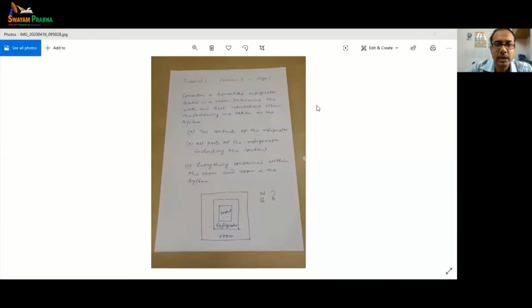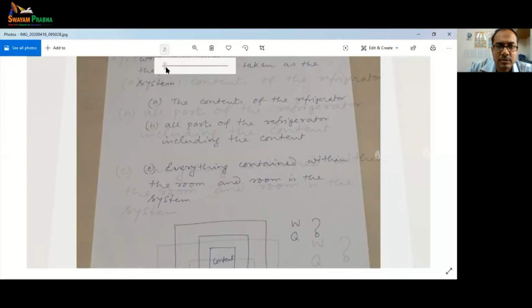Next, we are going to take another problem. We are going to take the next problem, which is a conceptual problem, not a numerical problem. Here we are trying to understand how the definition of system or the system boundary changes the heat, work, and other interactions. So what is the problem statement? Let us look at that first.